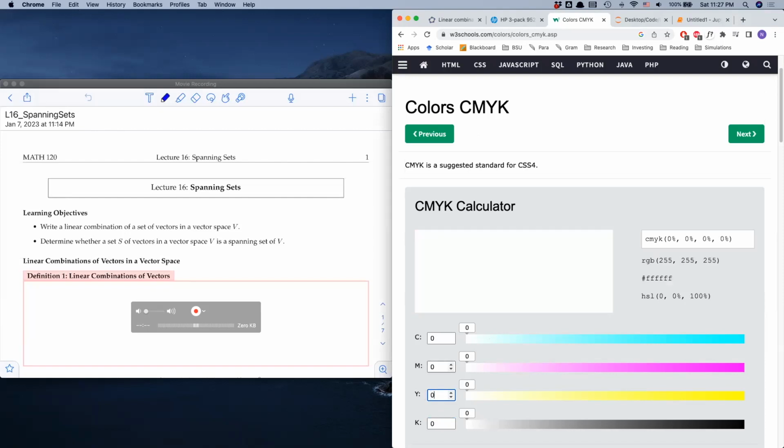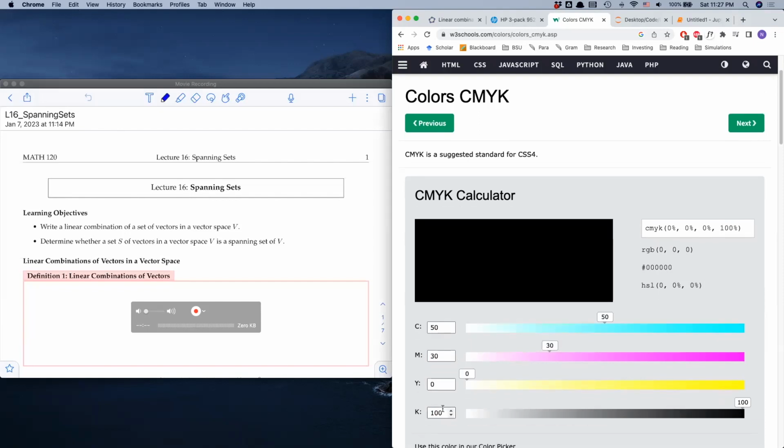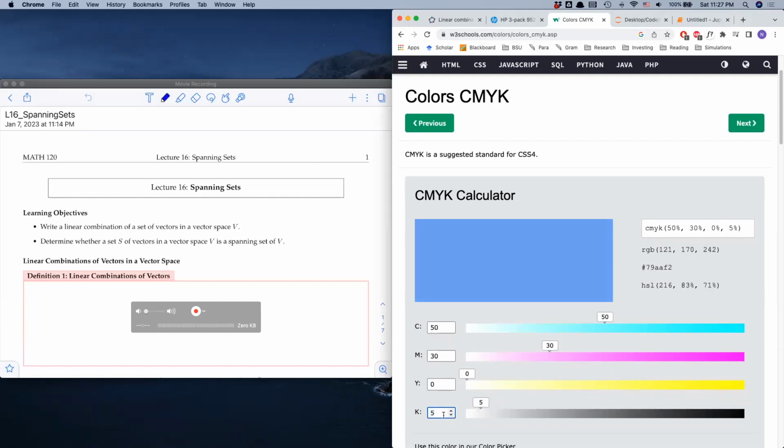And then, of course, if you put 100% black, then you have a true black. You can generate all the colors using the linear combination of these four colors for your printout. Let's say I have 50% of cyan, 30% of magenta, and let's say 5% black color. So this is sky blue. That's the color generated by this linear combination of these three colors.